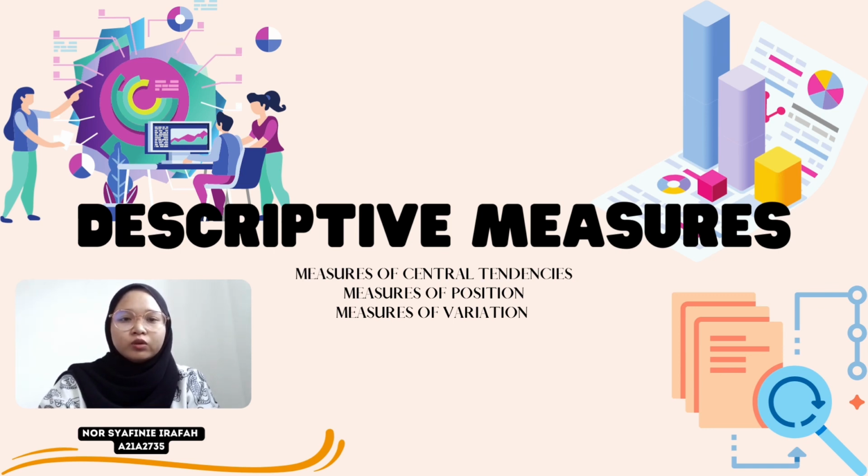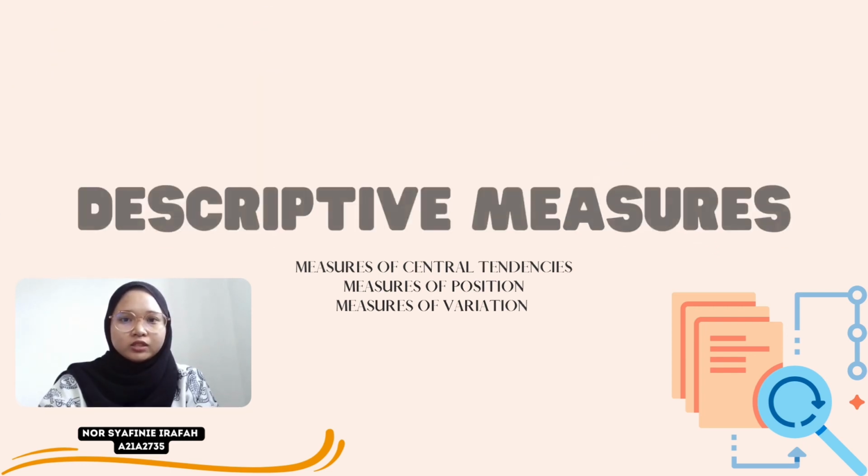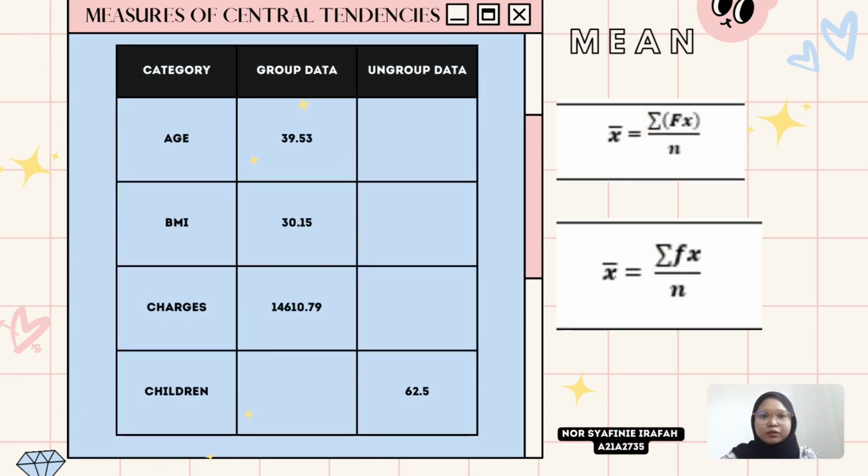Today I will present about descriptive measures. In descriptive measures, we have three types, which are measures of central tendency, measures of position, and measures of variation. In measures of central tendency, we have the mean. To calculate the mean, we can use the formula mean equals Σfx divided by n. This formula we can use to calculate the mean for grouped data and also ungrouped data.